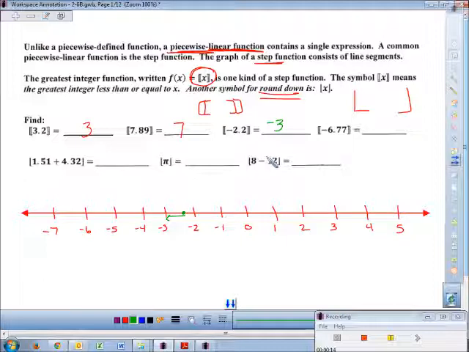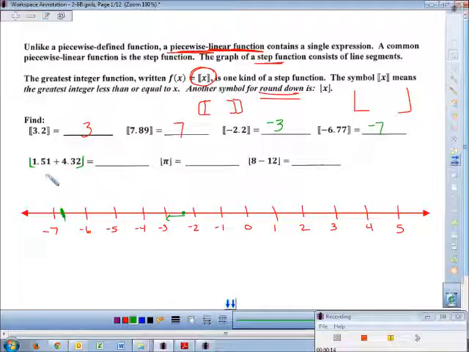Negative 6.77. Round it down. If you need to think of it as a number line, it would be like right here, negative 6.77. What would it round down to? Negative 7. Cool? These brackets, whatever kind of brackets they are, they're a grouping symbol.